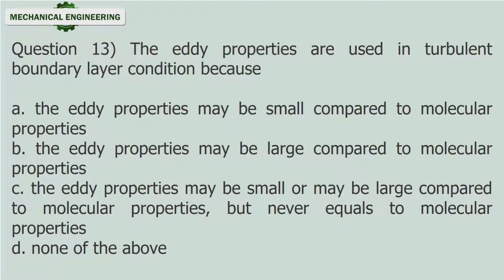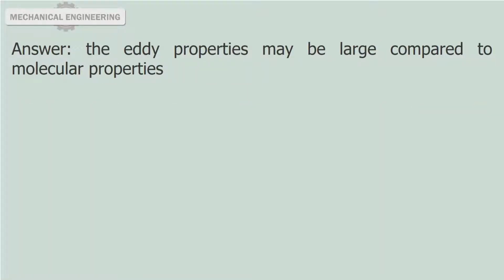Question 13. The eddy properties are used in turbulent boundary layer condition because A. The eddy properties may be small compared to molecular properties. B. The eddy properties may be large compared to molecular properties. C. The eddy properties may be small or may be large compared to molecular properties, but never equal to molecular properties. D. None of the above. Answer: the eddy properties may be large compared to molecular properties.